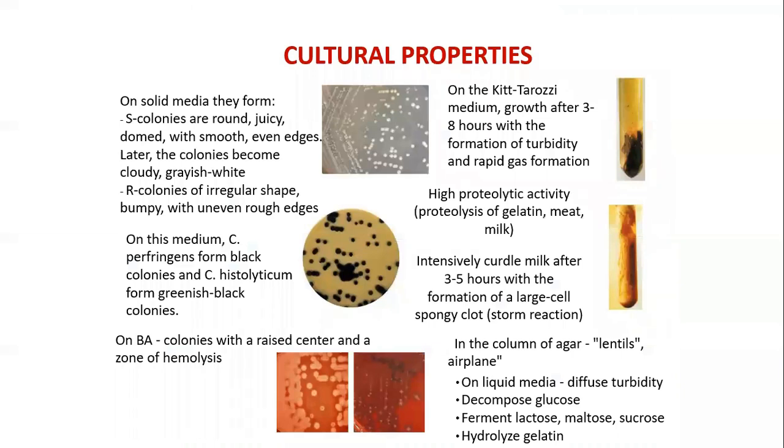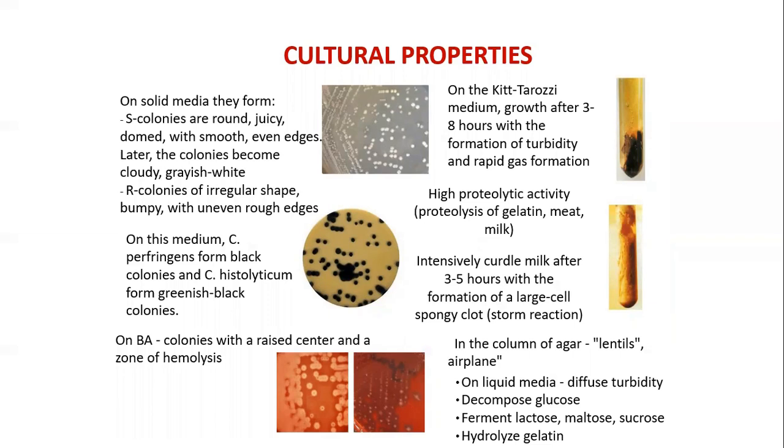Cultural properties. On solid media they form S colonies that are round, juicy, domed with smooth, even edges. Later the colonies become cloudy, grayish-white. R colonies are of irregular shape, bumpy with uneven, rough edges. On this medium, Clostridium perfringens form black colonies and Clostridium histolyticum form greenish-black colonies. On blood agar, colonies have a raised center and a zone of hemolysis.